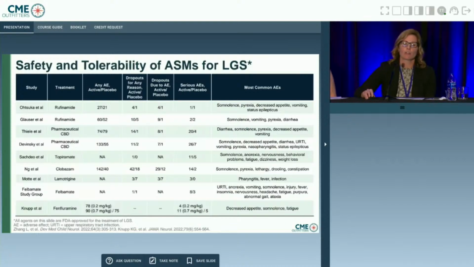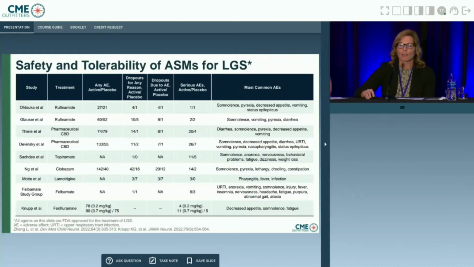This is another graphic looking from that same study, and again, the goal here is to highlight that they all have adverse events. These are not benign medications. All of our seizure medications are working in the brain, and therefore they can cause brain side effects, including somnolence, sedation. There can be GI symptoms like decreased appetite, and so knowing what the side effects are of all of these different medications and how they relate to the other medications will be really important in targeting your treatment for your patients with Lennox-Gastaut syndrome.